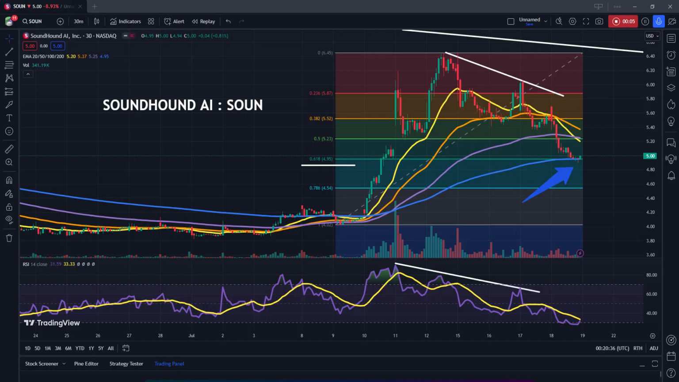Here we have the 30-minute price chart for SoundHound AI Incorporated, stock ticker SOUN. Here we can see that the stock is trading under a fair amount of selling pressure. It's been going on for a few trading sessions now.